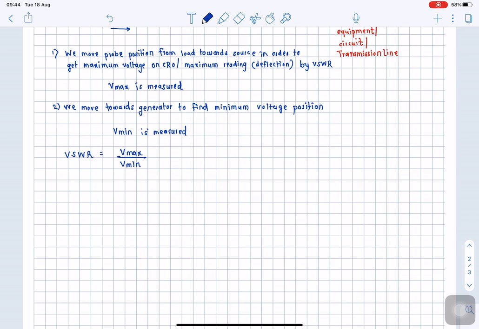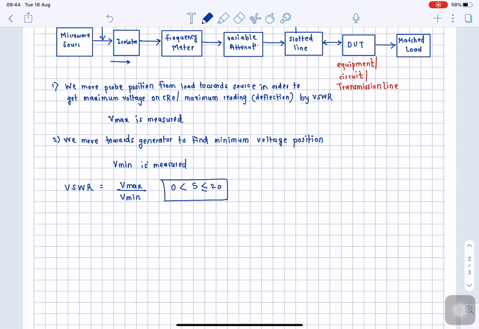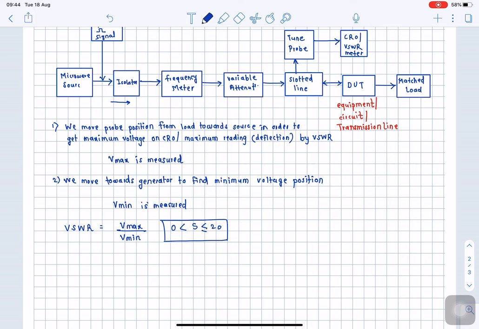The value of the VSWR measured by this technique is less than or equal to 20. This measurement procedure is totally acceptable for standing wave ratio measurement up to 20, right? If the standing wave ratio is greater than 20, then this measurement procedure is not suitable.